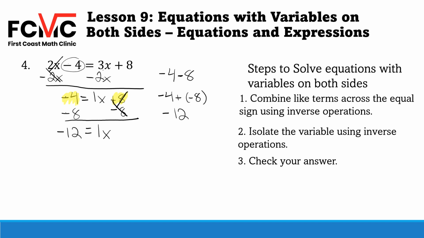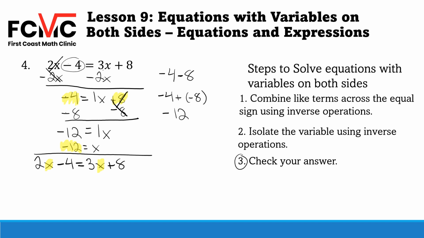All right, and we don't really need that 1 there. Multiplying by 1 doesn't change anything. So we're going to get x equals negative 12. And now our check. Let's take our original equation, 2x minus 4 equals 3x plus 8, and let's substitute that negative 12 back in for x.